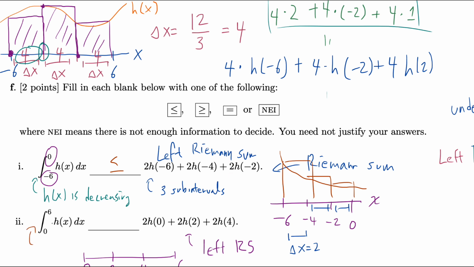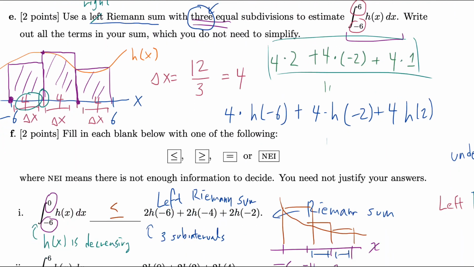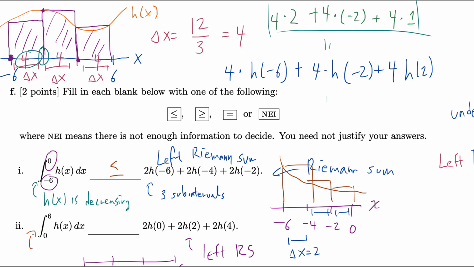What about in this case? Is h of x monotonic between 0 and 6? Let's go back up. Between 0 and 6, we see that h is increasing from 0 to 2, increasing even more to 4. But now here's the problem: h is now decreasing from 4 to 3. So h is actually increasing then decreasing between 0 and 6. We don't know whether the underestimate is going to win out or the overestimate is going to win out unless we have more information. So for the final question, since h is not monotonic and we don't have a formula for h of x or anything, you really don't have enough information. So the answer is NEI.